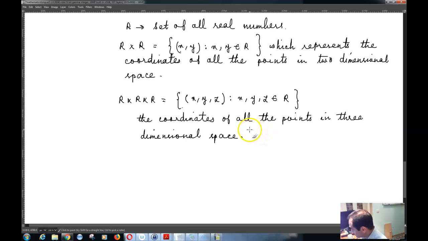Now let me take a look at these examples and see if there is anything important here.